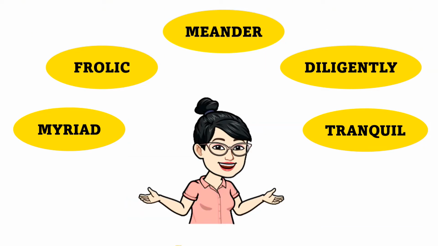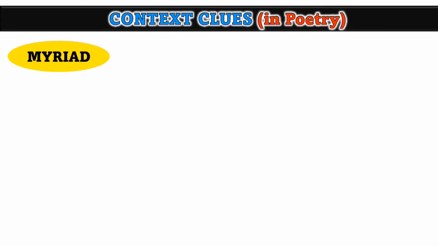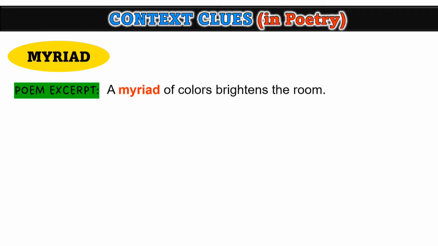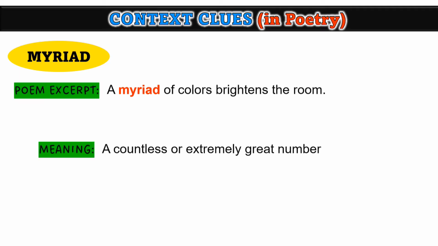Once again, here are the difficult words found in the given poem earlier. Let's study each one of them. First is the word myriad. This is the actual line from the poem. A myriad of colors brightens the room. Without consulting the dictionary, I figured out that the meaning of this word is a countless or extremely great number. Bakit ko naisip yon? Here are the clues.